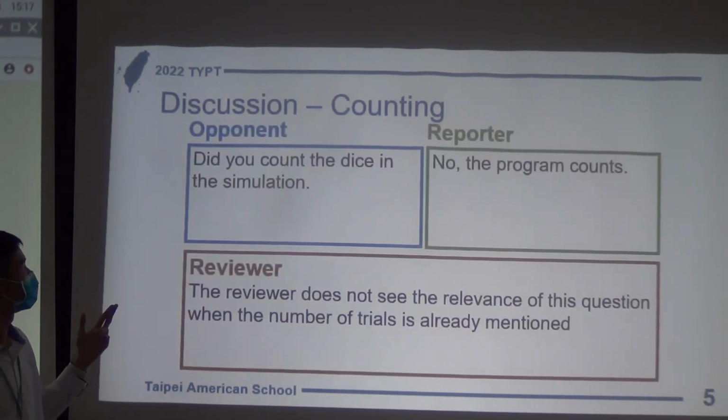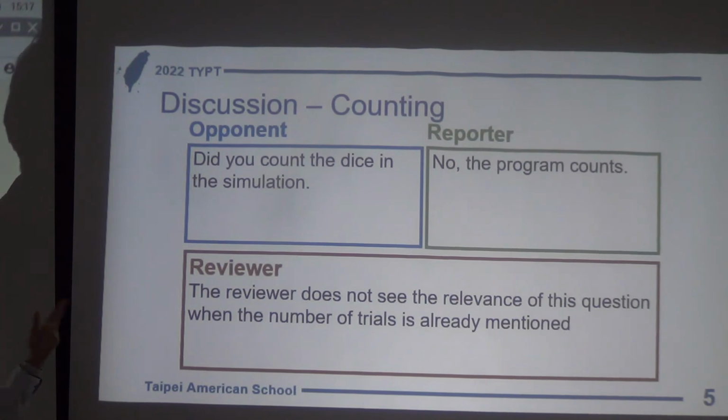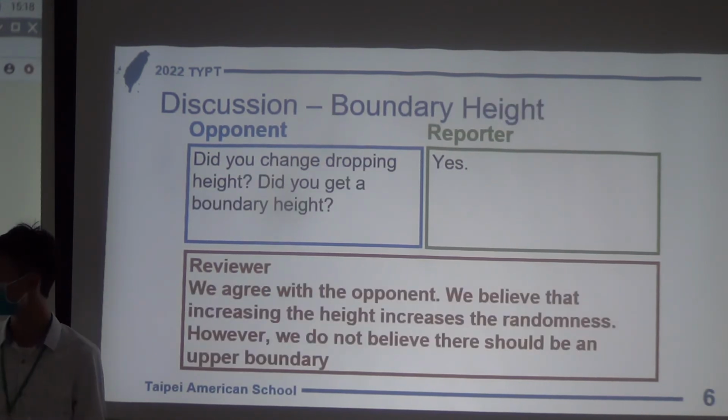So the first discussion topic was counting. Did you count the dice in the simulation? The report said no, the program counts. The reviewer does not see the relevance of this question when the number of trials is already measured.